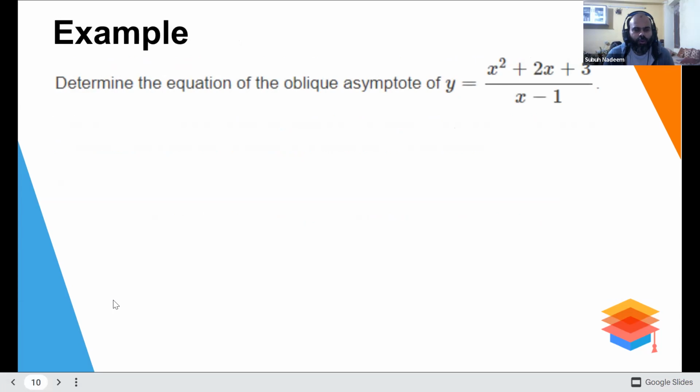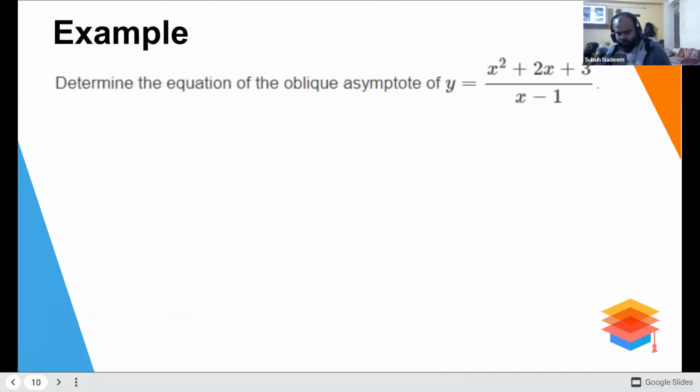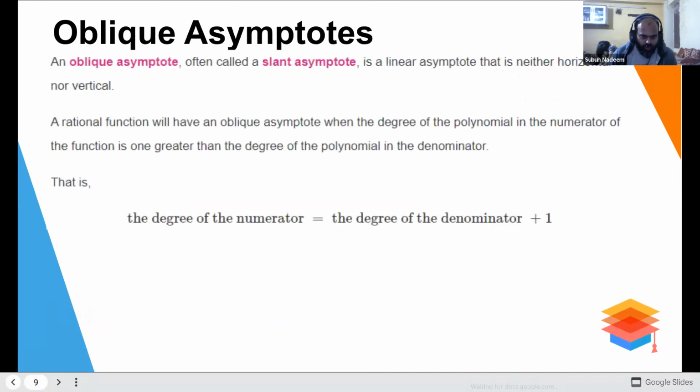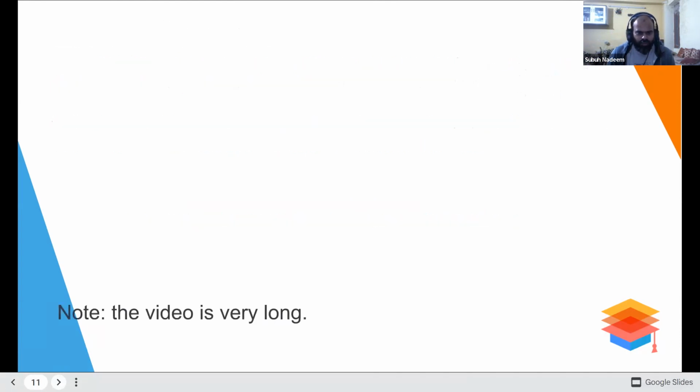Determine the equation of the oblique asymptote of this. Okay, they have not said the method to find the oblique asymptote. Fine. Can we come to the next slide? So let me tell you how to find the oblique asymptote. I have also forgotten oblique asymptote, I will have to think a little bit. Should I play the video? I think there's a video. Yeah, you can play the video of this question.